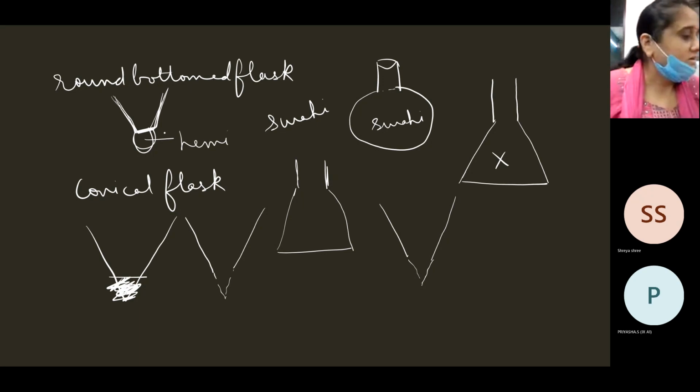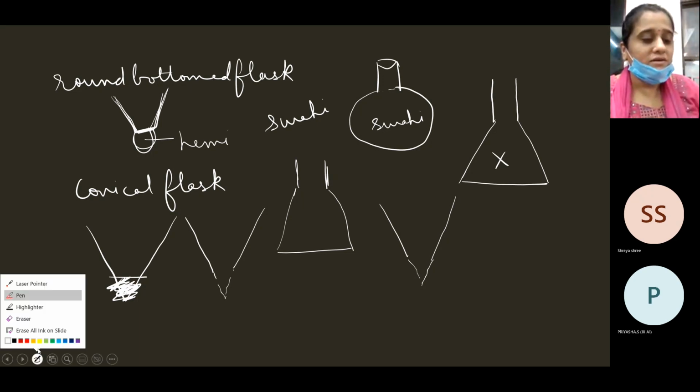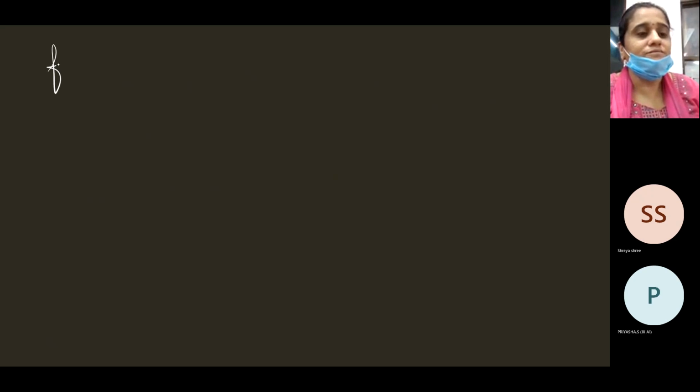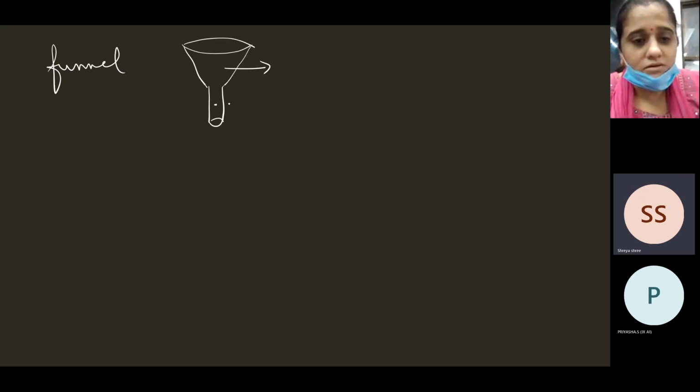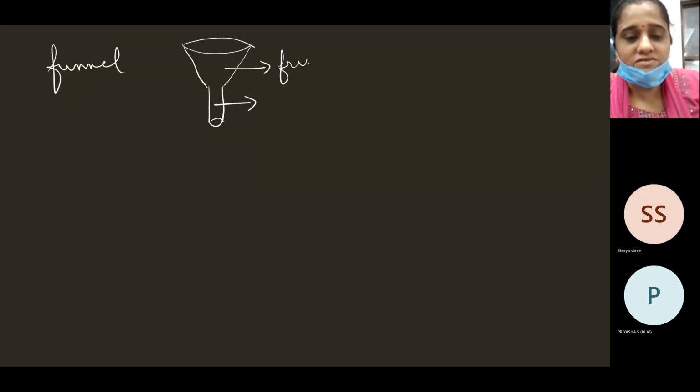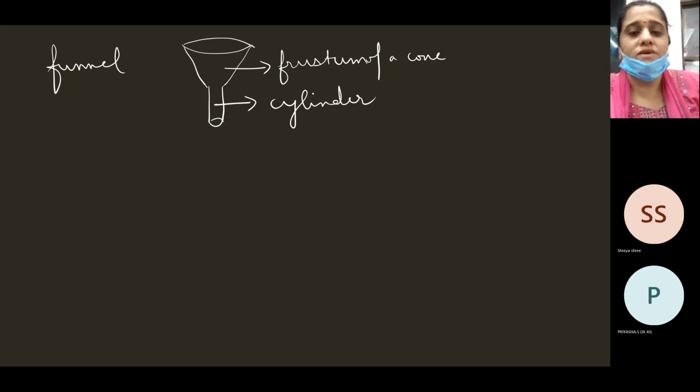All right. Yes, Shreya Shri again. Funnel. A funnel is a combination of a frustum of a cone and a cylinder. Okay, frustum of a cone and a cylinder. Correct. Very good. A funnel is a combination of a frustum of a cone and a cylinder.